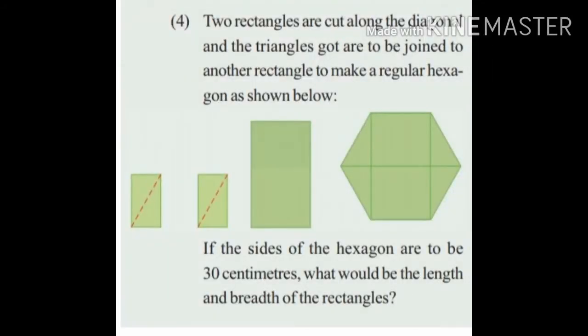Next is question number 4. Two rectangles are cut along the diagonal and the triangles are to be joined to another rectangle to make a regular hexagon as shown below. If the sides of the hexagon are to be 30 centimeters, what would be the length and breadth of the rectangles? So two small rectangles and one larger rectangle are given. You have to find the length and breadth of these rectangles from the given regular hexagon.